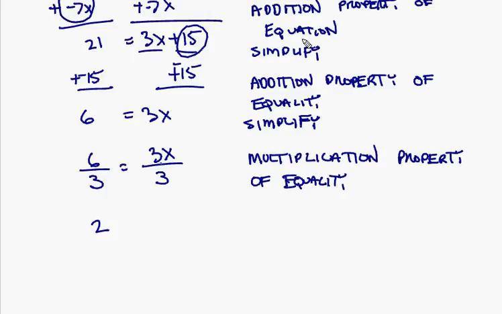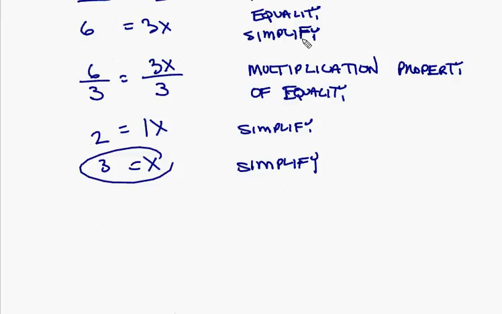So 6 divided by 3 is 2. 3 divided by 3 is 1, so we get 1x. So x is equal to 2. This is simplify. And that's all you were asked to do on that one, is tell me what were the properties used to get from the beginning equation down here to the very end. We're done.